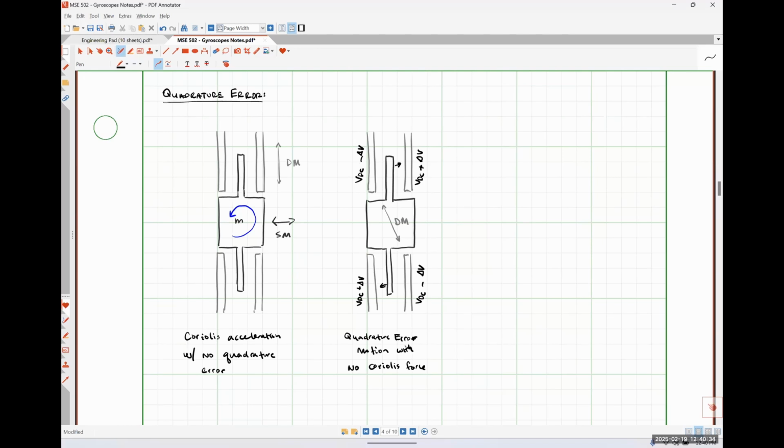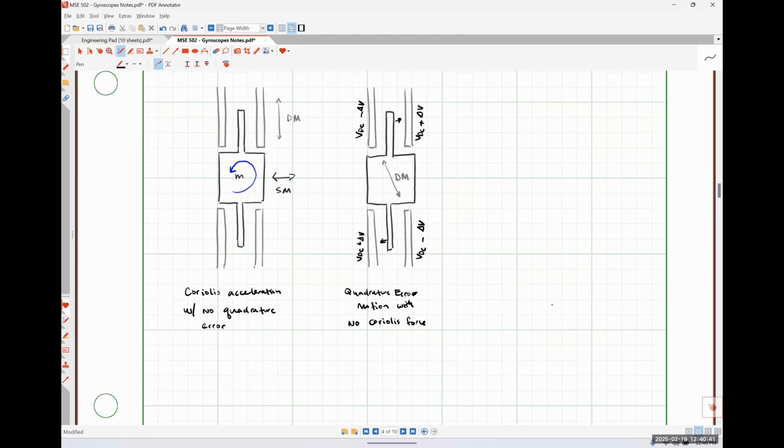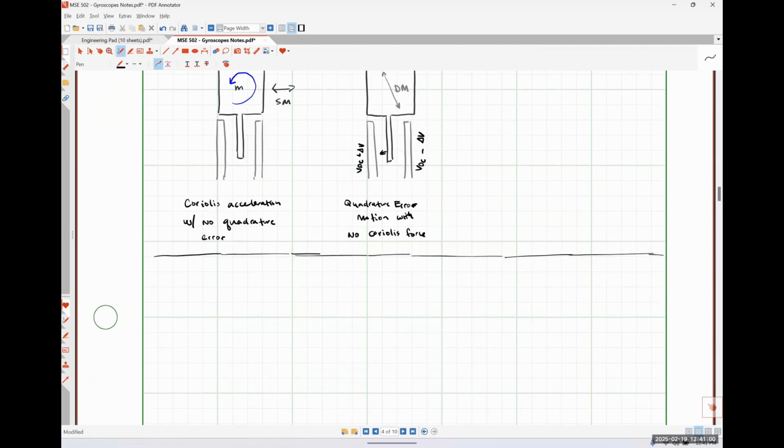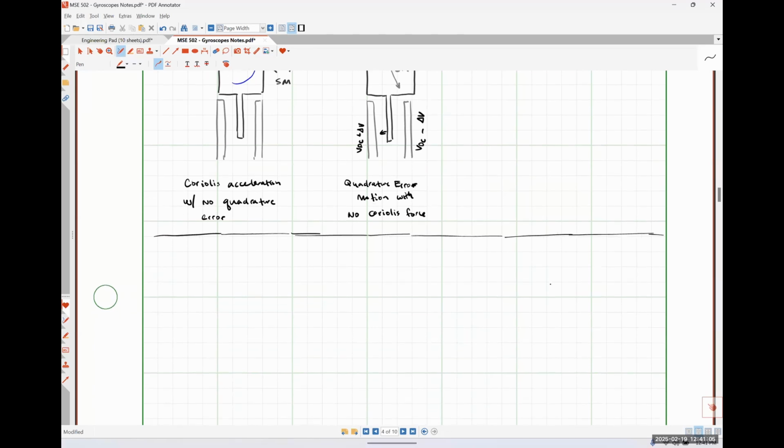Okay, so now let's get back to our analysis of what's going on in a gyroscope, right? So we're going to assume from this point onward that we have corrected any quadrature error that we may have so that our sense and drive modes are completely orthogonal to each other. So let's look at our drive mode vibrations first.